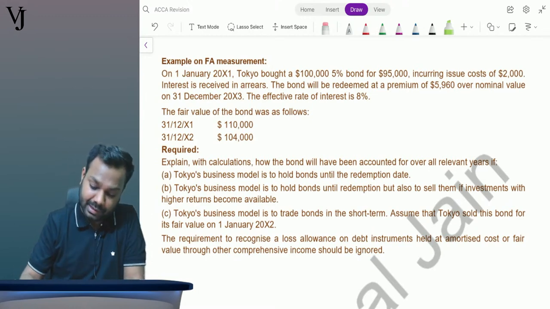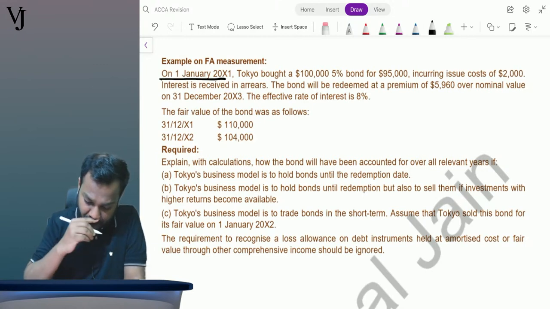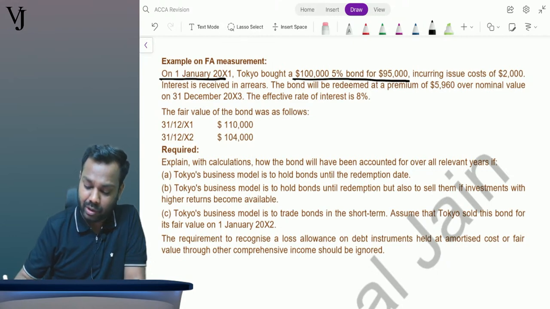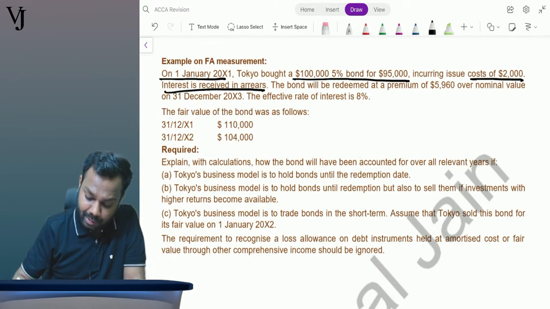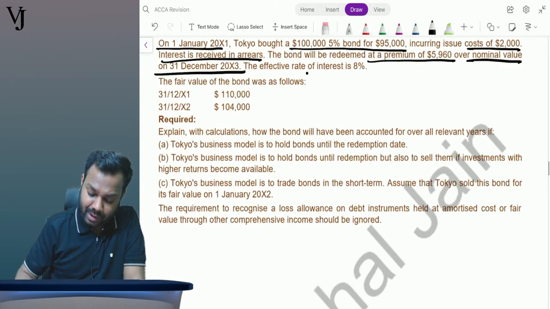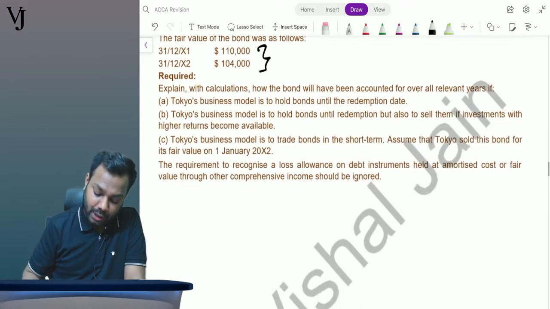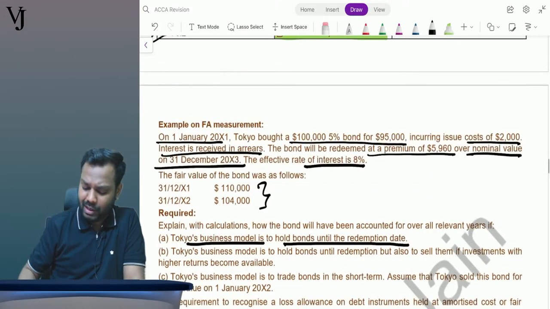Now understand this. On 1st January 2021, Tokyo company bought a 100,000 5% bond for 95,000, incurring transaction cost of 2,000. Interest is paid in arrears. The bond is redeemable at a premium of 5,960 over nominal value. On 31st December 2023, the effective interest rate is 8%. The fair value of the bond is given. Required. Tokyo's business model is to hold the bond until redemption date. Okay, fine. Here the business model is given.